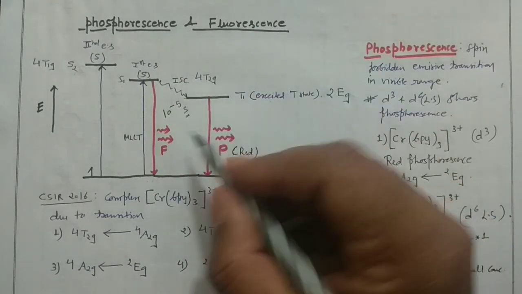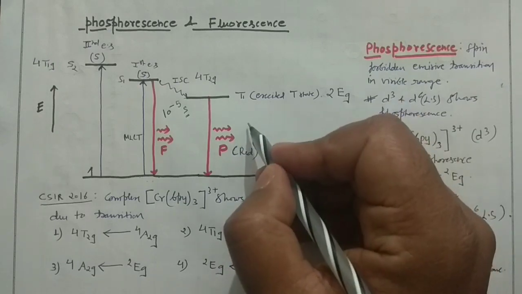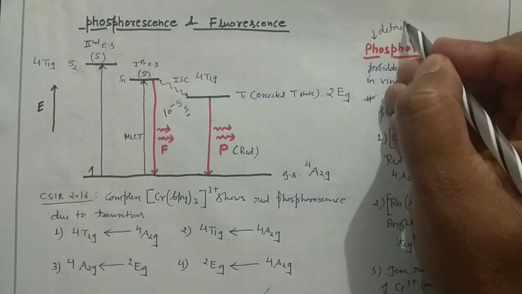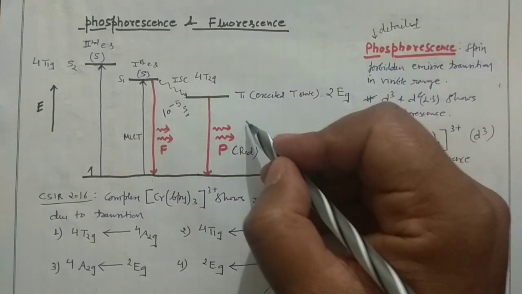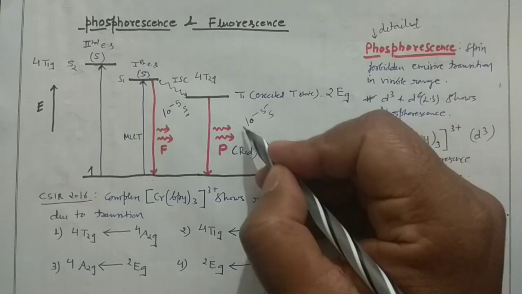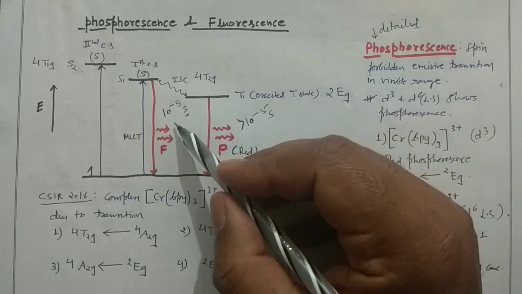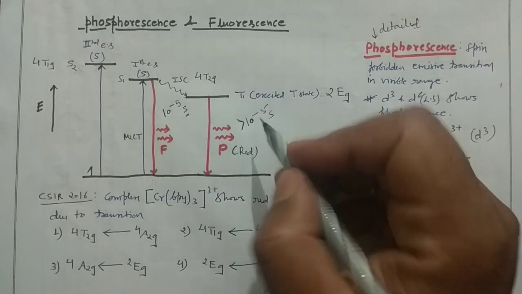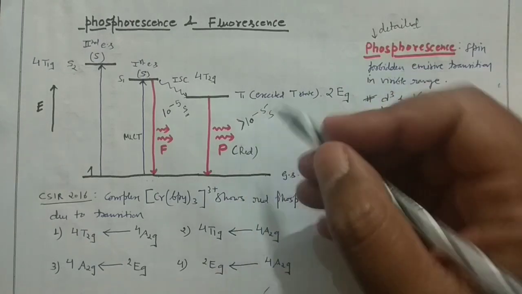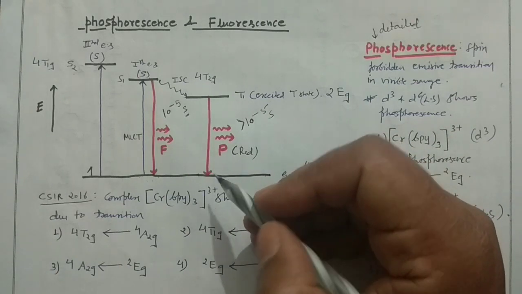Okay, and here phosphorescence is the delayed process. So what is the meaning of a delayed process? So I'm writing here, it's a delayed process. Delayed process means it takes more than this particular time, 10 to the power minus 5 seconds. So fluorescence completes in 10 to the power minus 5 seconds, while this takes more than 10 to the power minus 5 seconds.